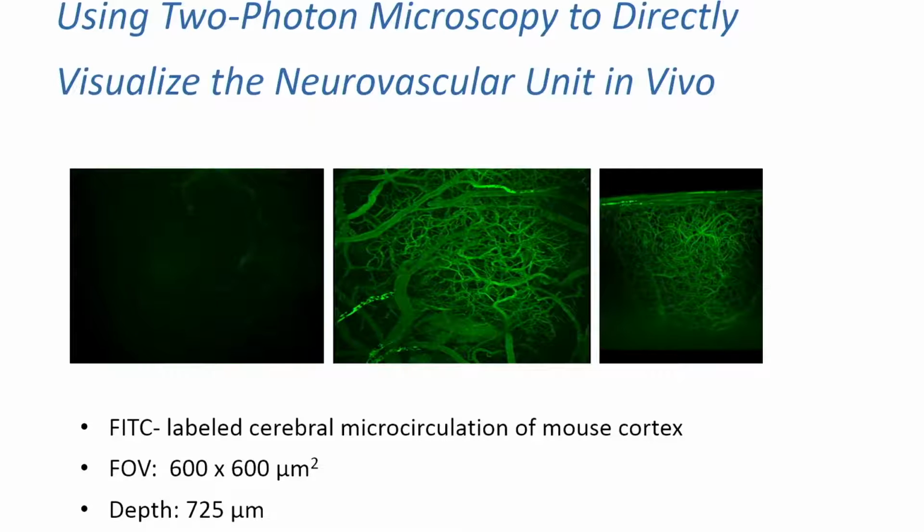So this is data obtained from a mouse where you see the entire vasculature. This is over somatosensory cortex in a mouse. This is a view from the top. This is a view from the side, where we can go up to about 700 microns or so. The whole field of view is 600 microns, but you actually have an isotropic resolution that is better than 1 micron.